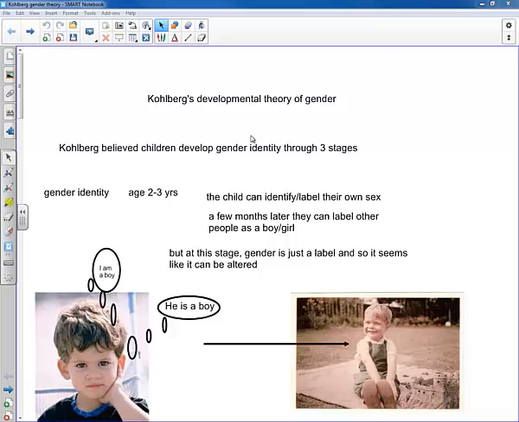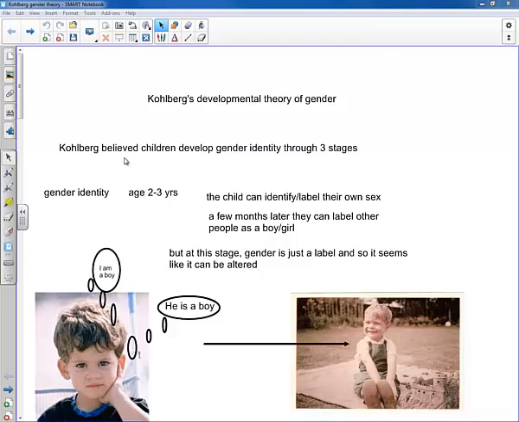Okay, so Kohlberg's developmental theory of gender. In other words, I'm going to just run through two cognitive theories of gender, in other words, how we explain gender from a cognitive approach. First one is going to be Kohlberg. You remember this from class?